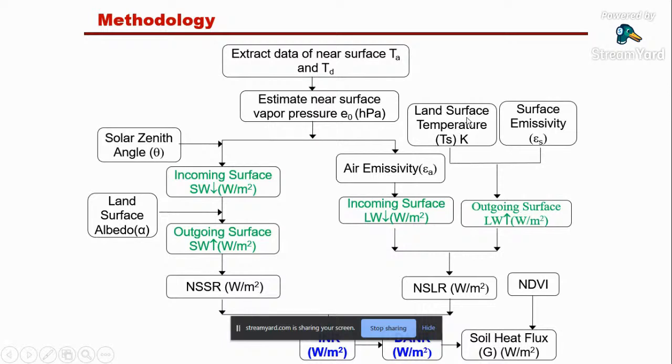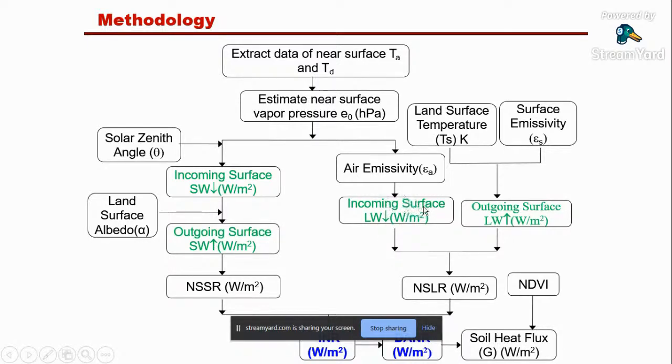Similarly, in the other channel we used land surface temperature and land surface emissivity. According to Stefan's law, we estimated outgoing surface long wave radiation. And we have also used air emissivity from the equations available in the literature, and accordingly we computed incoming surface long wave radiation.